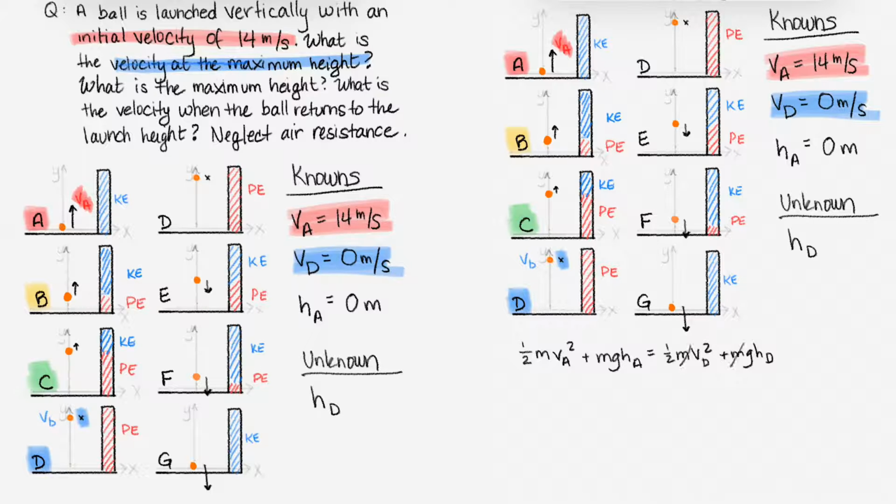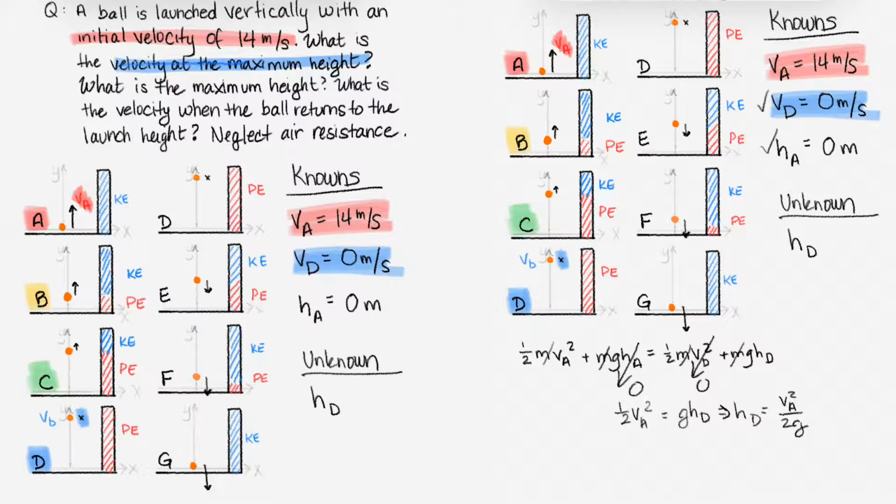We can see once again, the m's cancel, so this answer is independent of mass. And substituting in the 0 values, which are the velocity of state D and the height in state A, we see that this term is 0 and this term is 0. So in the end, we're only relating the velocity at state A to the height at state D. Solving this, we get H sub D equals V sub A squared over 2g.